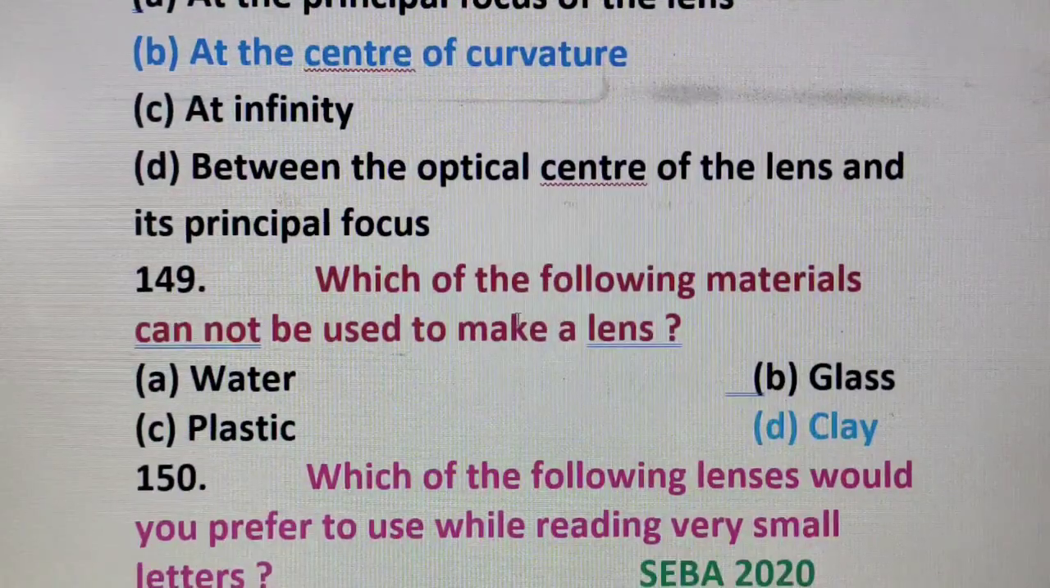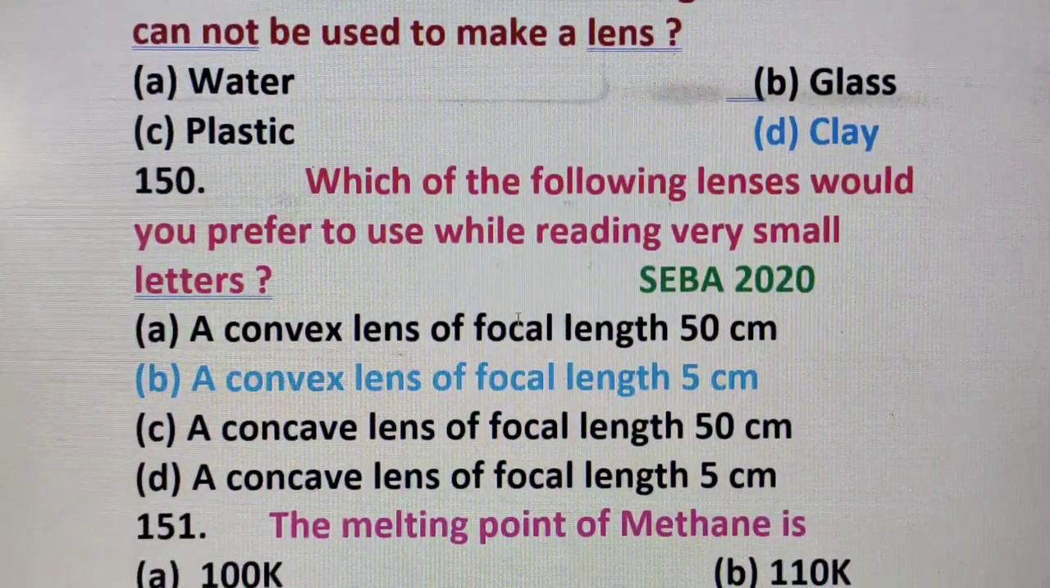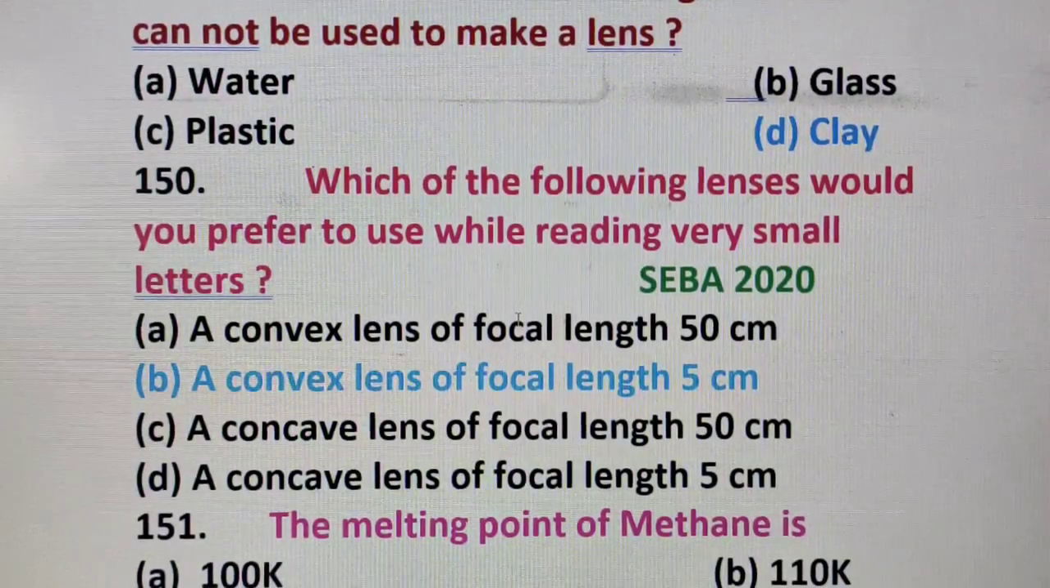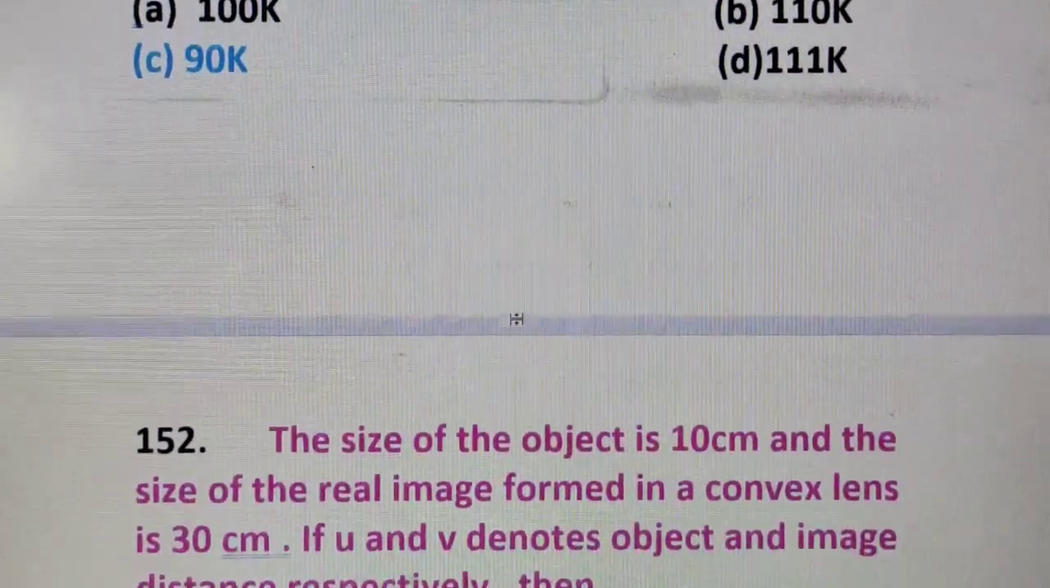Which of the following material cannot be used to make a lens? Clay. Which of the following lens would you prefer to use while reading very small letters? A convex lens of focal length 5 cm. The melting point of methane is 90 Kelvin.